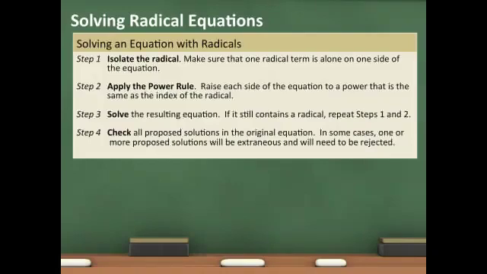To solve an equation containing a radical, there are 4 steps that you need to follow. Step 1 is to isolate the radical. Make sure that one radical term is alone on one side of the equation.